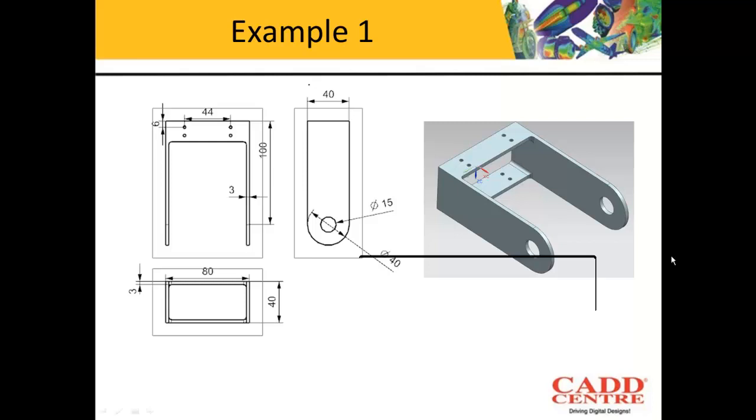So this is the model that we are going to use for our analysis. It is a simple bracket. You can see the dimensions over here. All the dimensions that appear on the screen are in mm. You can note down the dimensions in the book and then create the model using those dimensions.